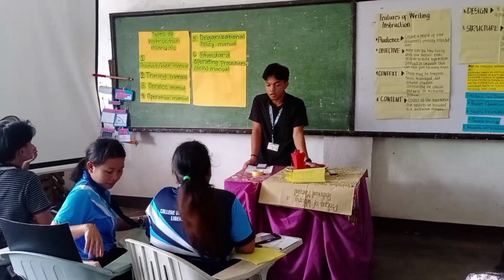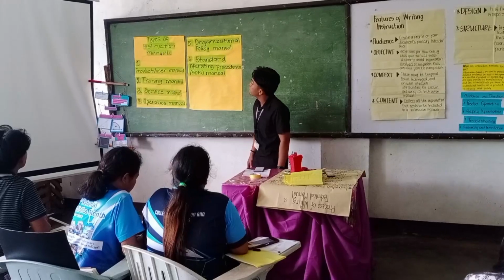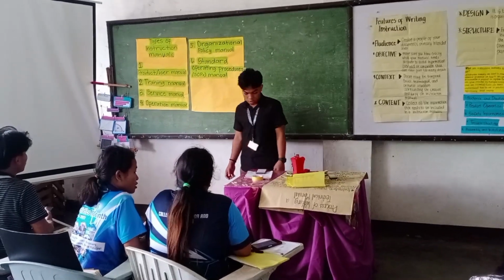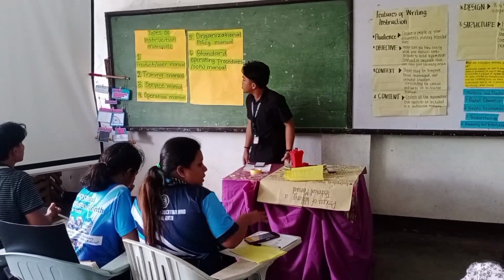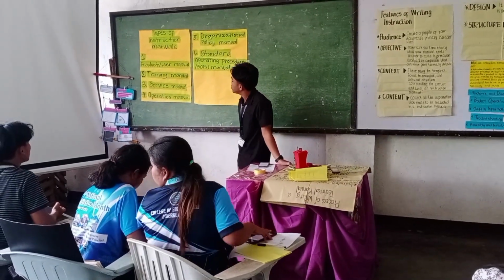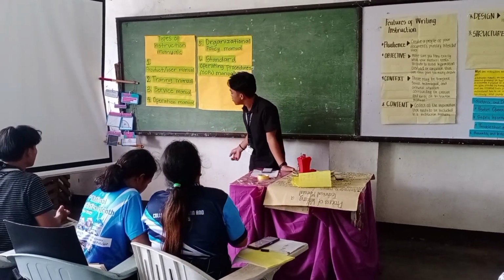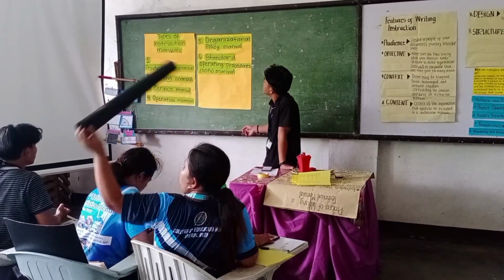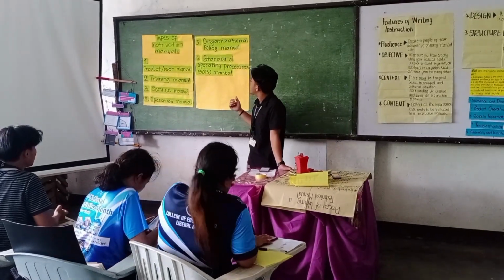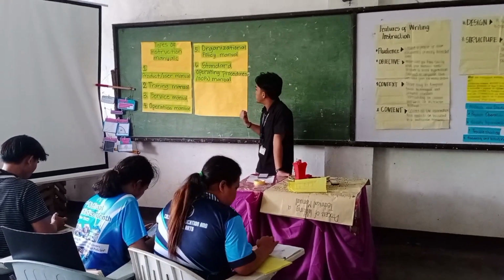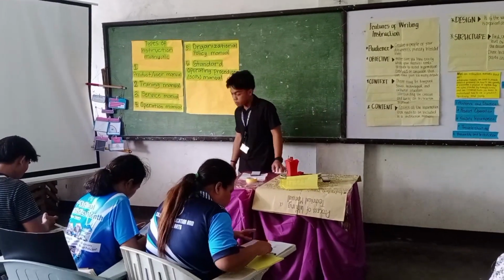I am Jimar Gali, and my report is all about types of instruction manuals. There are 6 instruction manuals. First, product and user manual, training manual, service manual, operation manual, organizational policy manual, and standard operating procedures or SOPs manual. First is product or user manual.